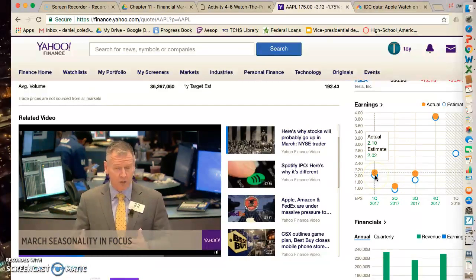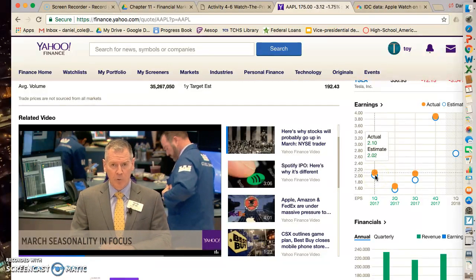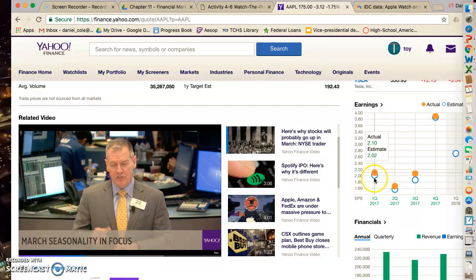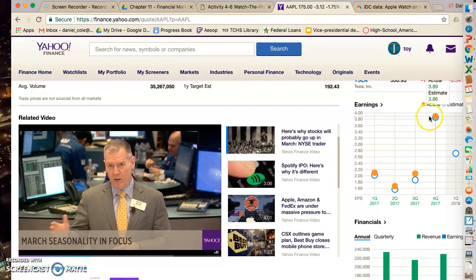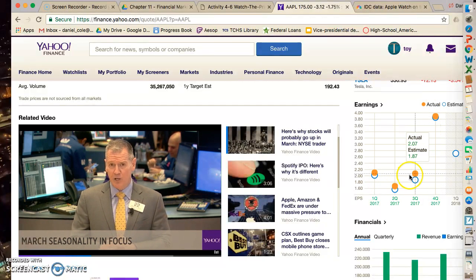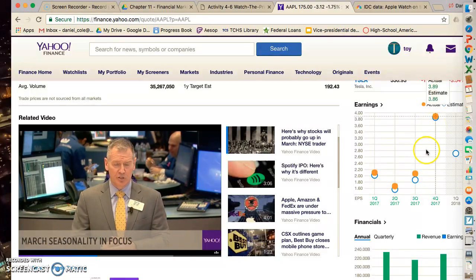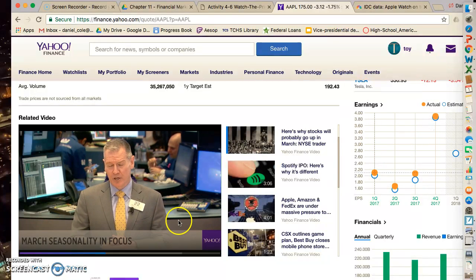So it looks like Apple has outperformed their estimates each of the 4 quarters here in 2017. And you can see that the earnings have been growing throughout the course of the year and have been outperforming. So that's good. We want our companies to outperform their own estimations.